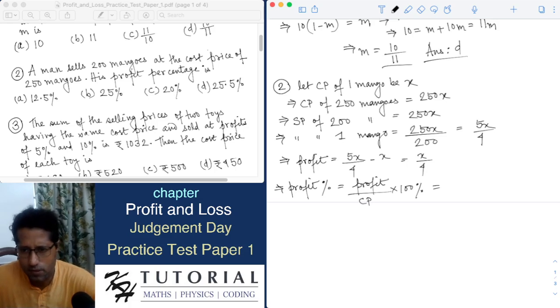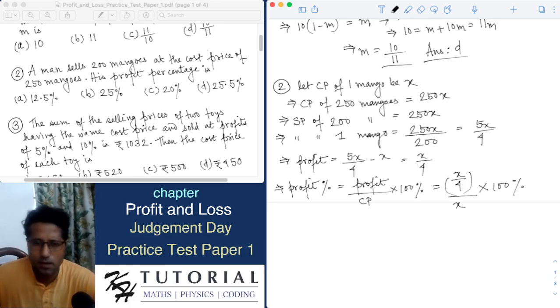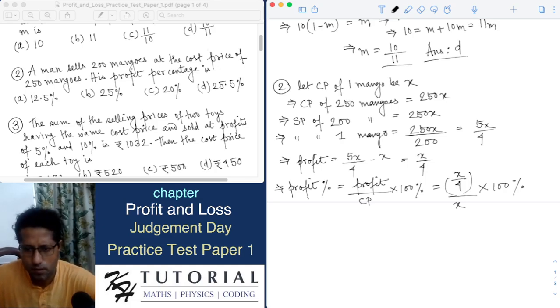The profit we know is x by 4, and these are all based on one mango. So profit for one mango is x by 4, cost price of one mango is x. So this is the percentage profit per mango. Now this is equal to 100 by 4, x cancels out, so this is 100 by 4 percentage, this is 25 percentage. So the answer is choice B.